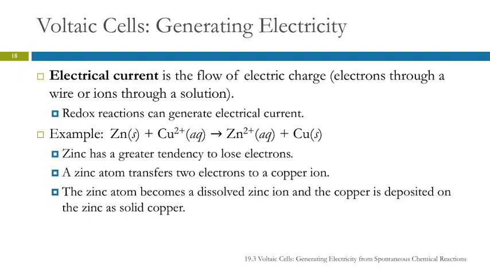So if we look at zinc metal with copper ions, zinc has a greater tendency to lose electrons than copper does, and so zinc is going to transfer its electrons to the copper ion. So there is a transfer of electrons. In a solution where these two are in contact, the zinc becomes a dissolved zinc ion, and the copper gets deposited on the zinc as solid copper. So electrons have been transferred from the zinc to the copper.